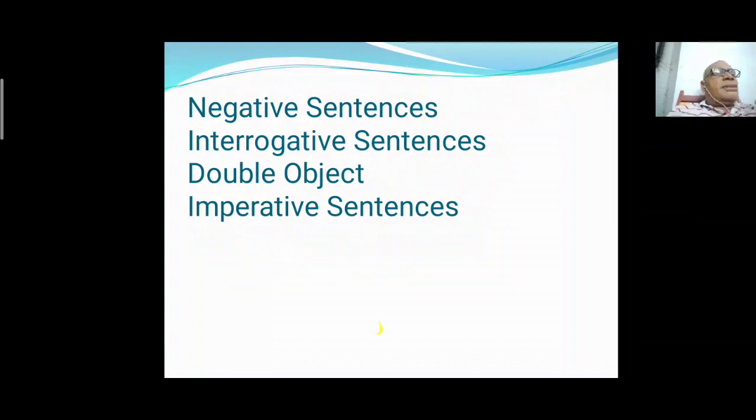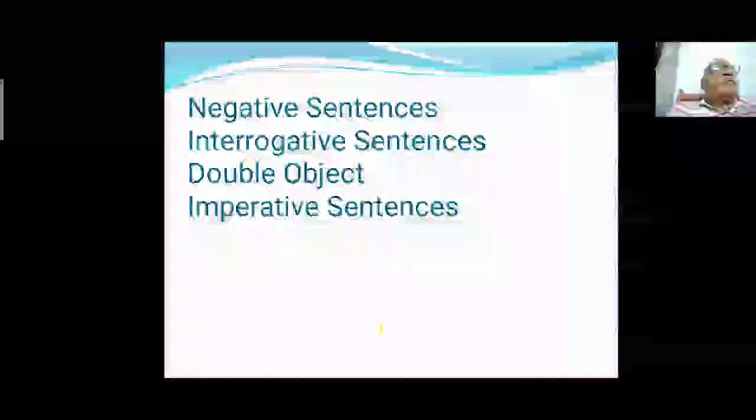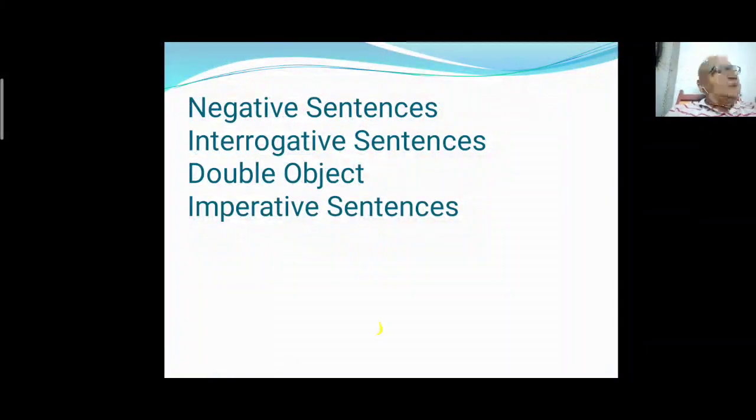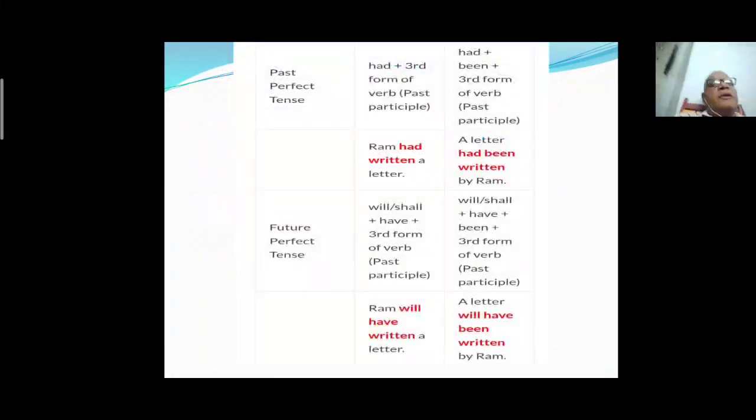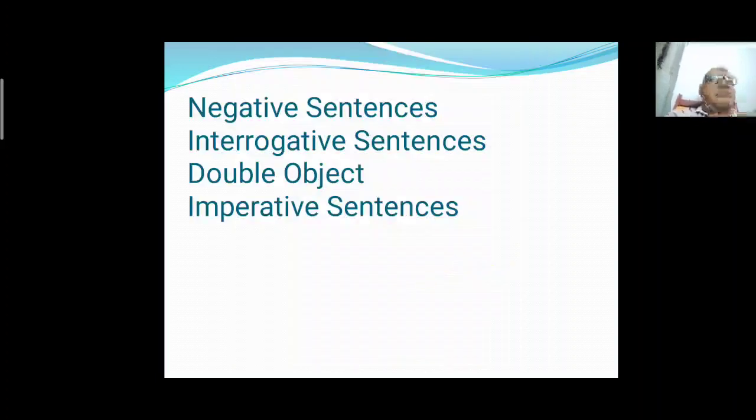In a similar way, Rama did not write a letter, simple past tense, too has a passive form. A letter was not written by Rama. Rama will not write a letter, simple future tense, negative form, too has its passive form. A letter will not be written by Rama will be the passive form. So every sentence has its passive form also.